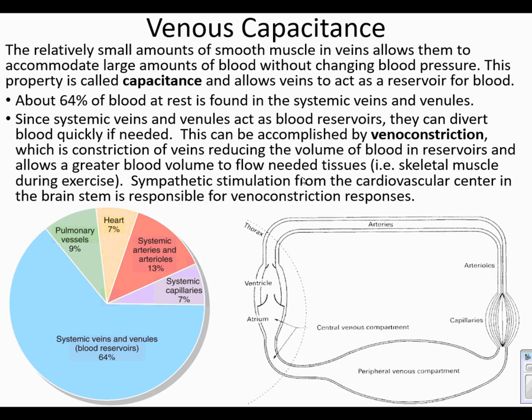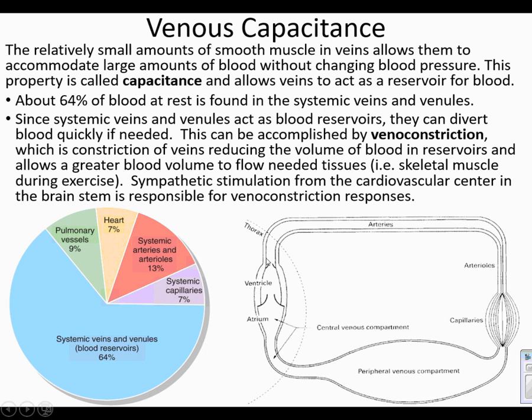Okay, our first hemodynamic factor is this capacitance I was just talking about, or venous capacitance, to be more specific, which relates to that large lumen you'll find in your veins. Because they have a relatively small amount of smooth muscle, they can accommodate large amounts of blood without changing our blood pressure, which is great. This property, venous capacitance, allows veins to act as a reservoir for blood.